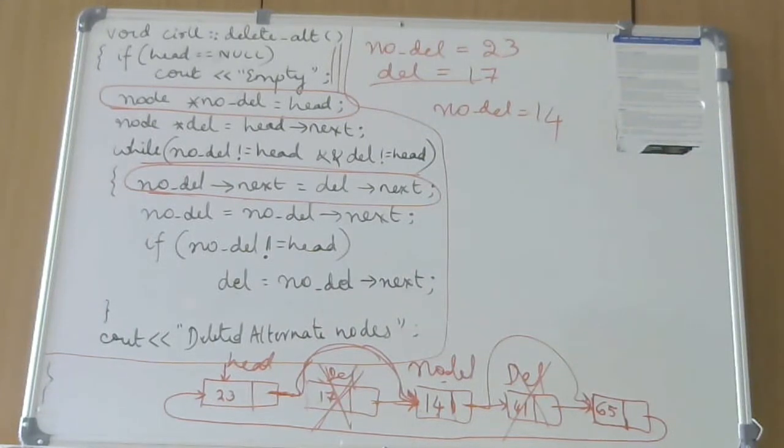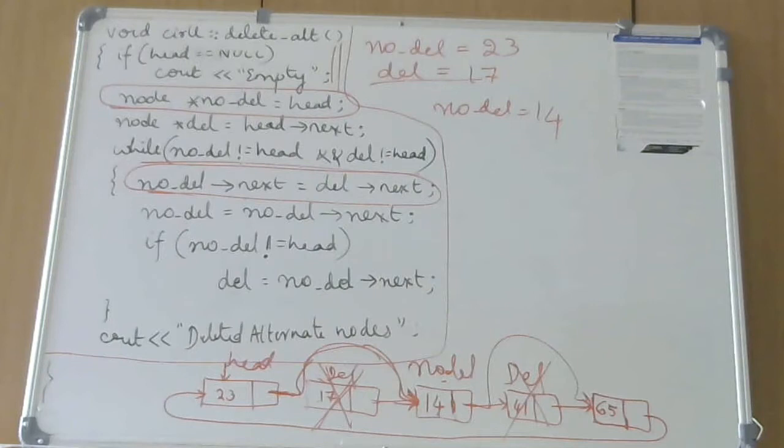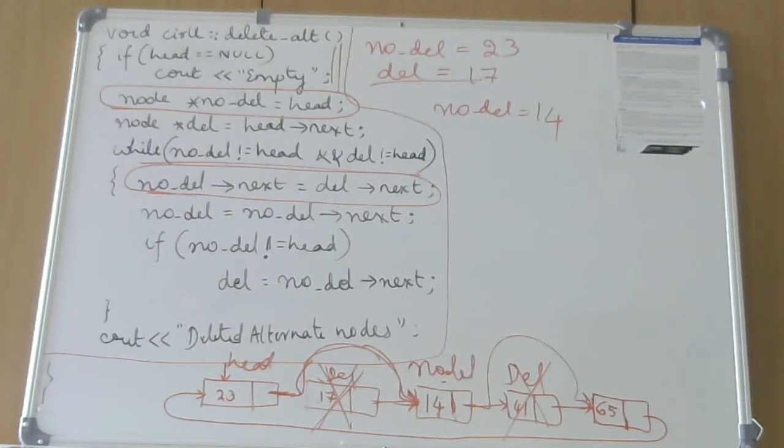Okay, next session we will see how we can delete any specific node. We have seen deletion at the beginning, at the end, and deletion of alternate nodes also we have seen. Next, let us see how we can delete any specific node. Okay, so let us see that in the next video session.